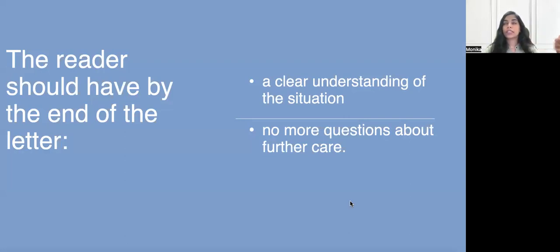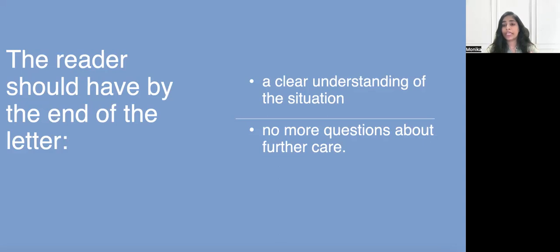So when you do that, if by the end of the letter you have written a good letter, then the reader would have a very clear understanding of the current situation. What is the patient's situation, right? What kind of problems he is facing, what kind of issues are there to be dealt with. And the reader should not have any more questions about the patient or about the kind of care. Basically, he should not have any questions, because you have provided all the necessary information which is required by the reader in order to actually look after your patient. So that is how you decide.